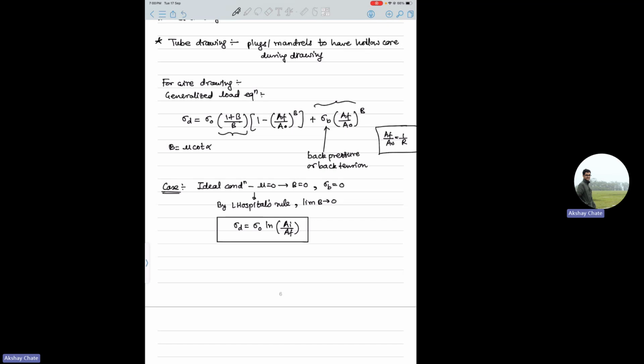Most of the time they say neglecting friction, etc. And sigma naught is basically called flow stress because we are having flow deformations. Yeah, the mean flow stress basically. So sigma naught is called the mean flow stress.